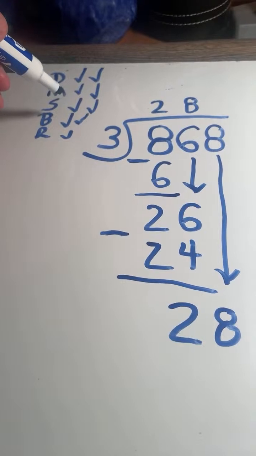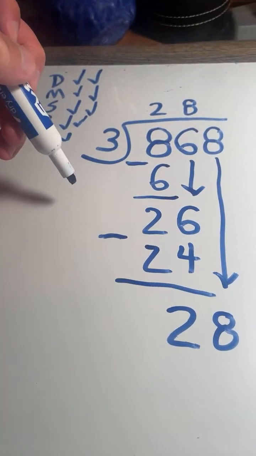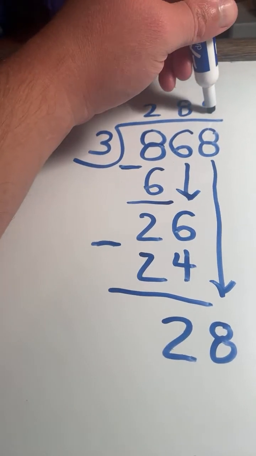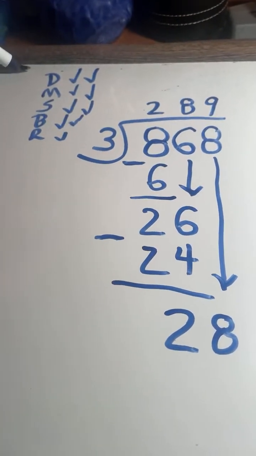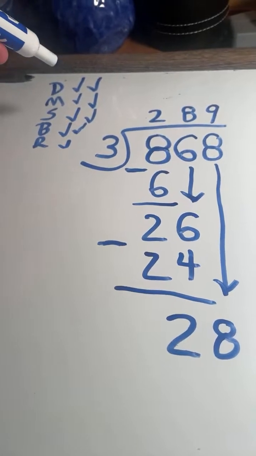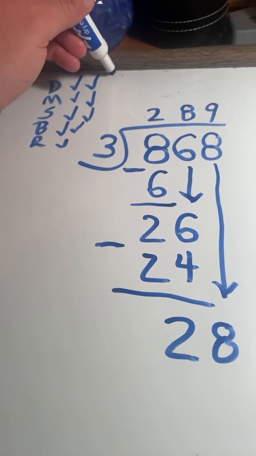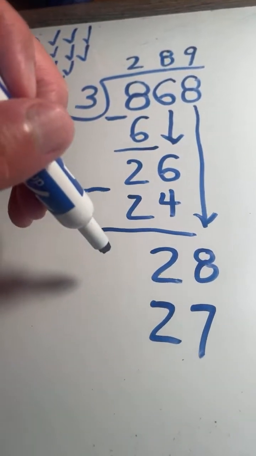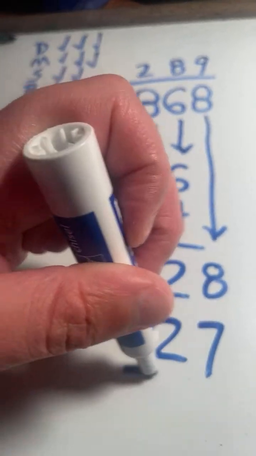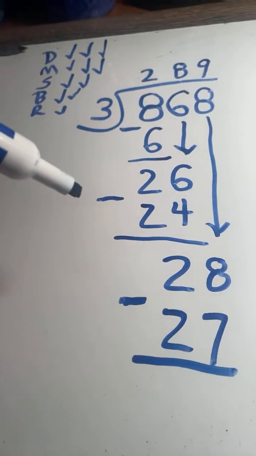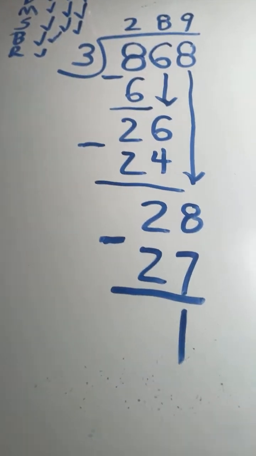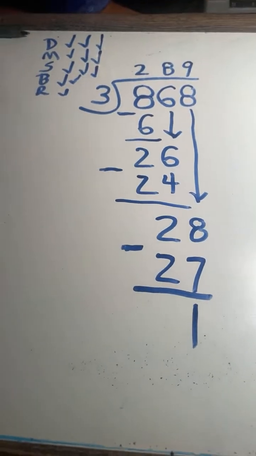And we repeat one more time. 28 divided by 3 equals 9. 9 times 3 is 27. Got to multiply. Next, we subtract. 28 minus 27 equals 1. There's nothing left to bring down, so we have a remainder here. This answer does not end up being a whole number.